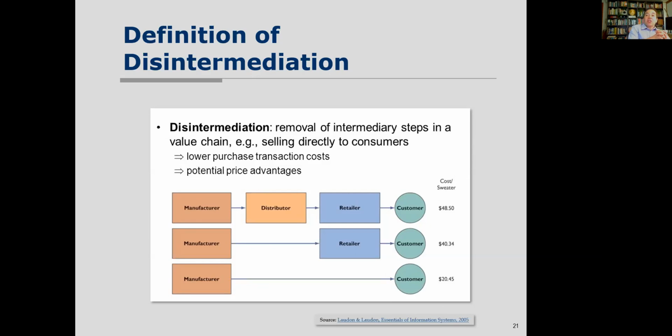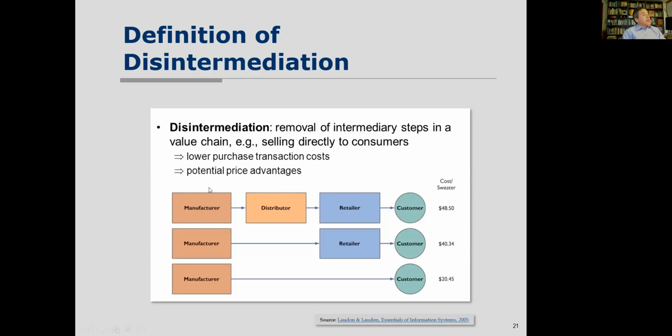There seem to be advantages: the lower purchase price, lower transaction cost. You can keep some of those profits. You can potentially lower the costs, so potential price advantages, so you have the ability to increase market share. Of course, there are disadvantages, as we described, that if you take over those intermediary roles, you have to incur those costs and responsibilities. But if there are ways of true disintermediation, not just taking over those roles, but creating technology that takes out the intermediary, then you don't have to incur some of those costs.